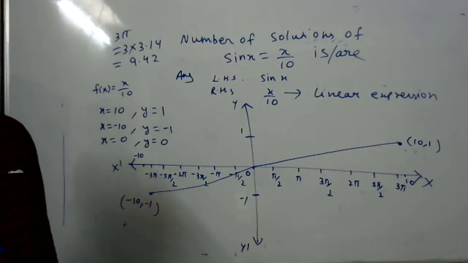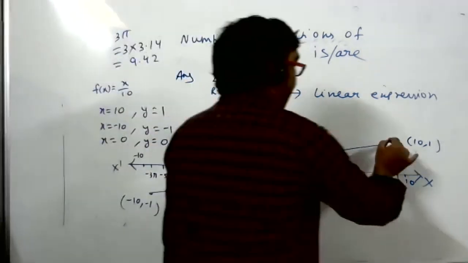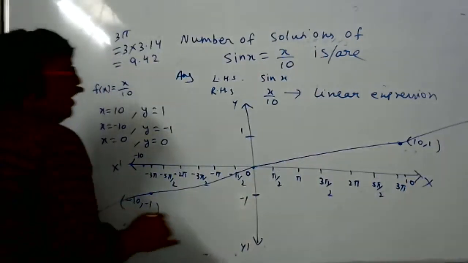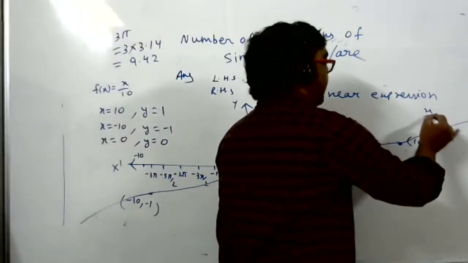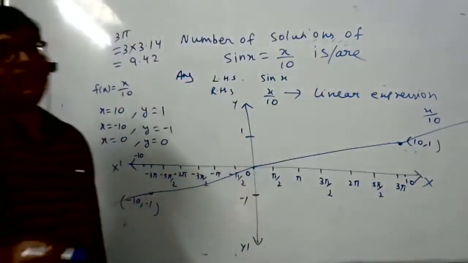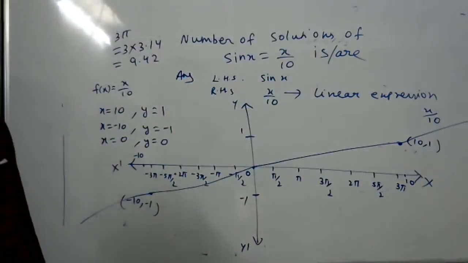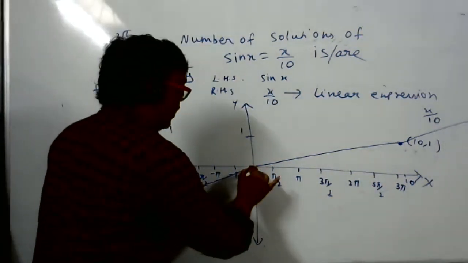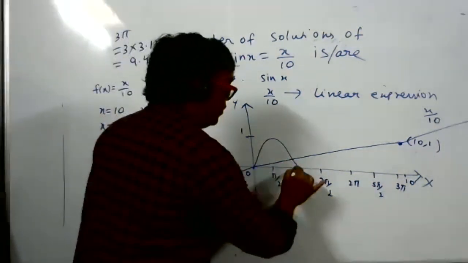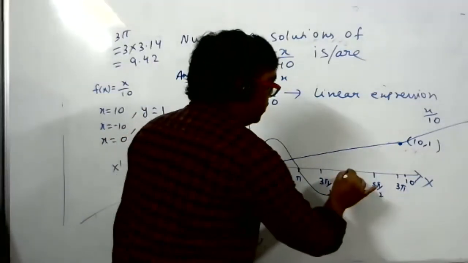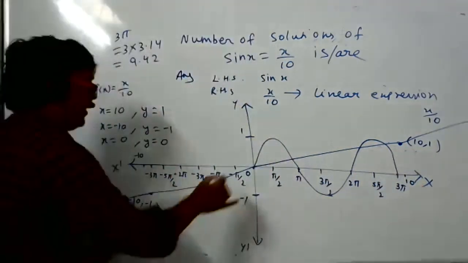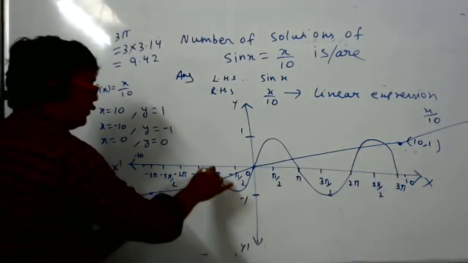What is the next graph, student? The line we have plotted on the right hand side is the graph of x by 10. You can extend it also, no problem. What is the next graph we have to plot? Tell fast, time is up. Sin x. You know how to plot sin x? You're a champion. Sin 0 is 0, sin pi by 2 is 1. Here also, we know all this.